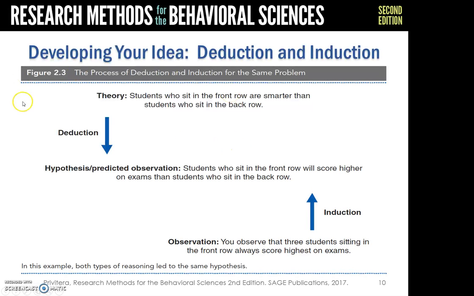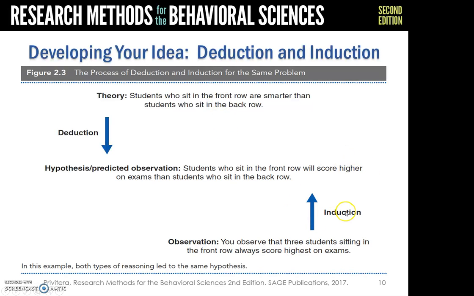So for instance, the hypothesis is stating students who sit in front row will score higher on exam than students who sit in the back row. That's the hypothesis. Inductively, if you want to look at this, you look at students who sit in the front row are smarter than students who sit in the back row. So by looking at the overall picture, well, students who sit in front score higher.